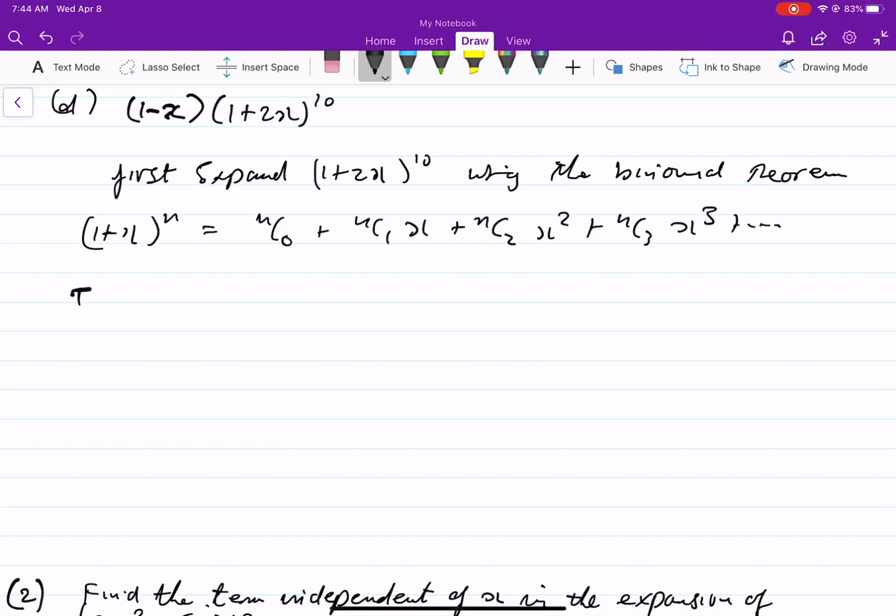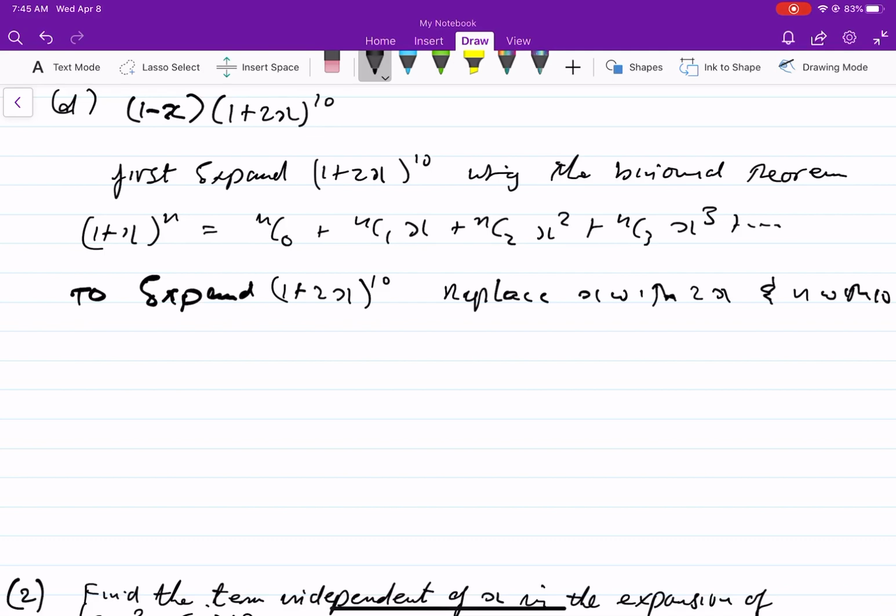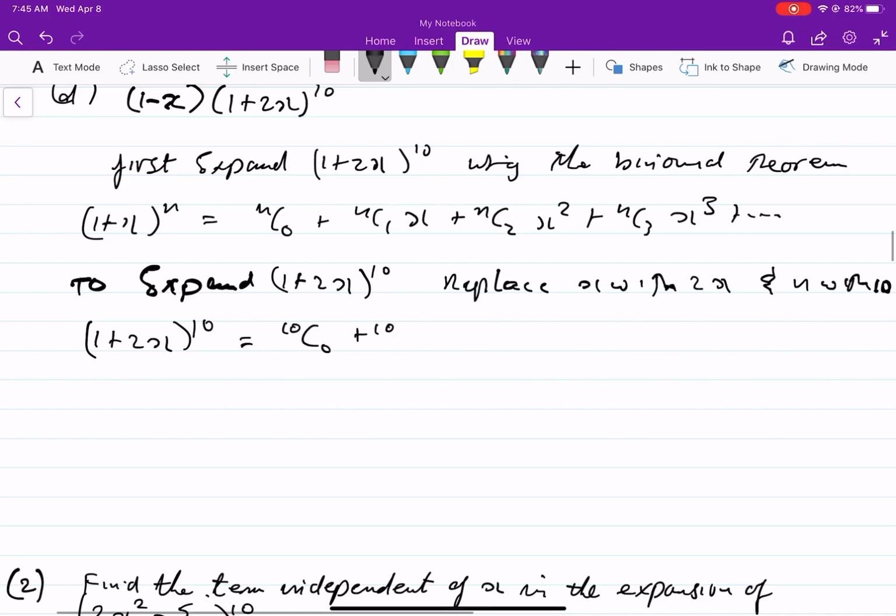All right, what are we replacing? To expand 1 plus 2x all to the power 10, you have to replace x with 2x and replace n with 10. So let's do that. 1 plus 2x to the power 10. On the right hand side, I'm replacing n with 10 and x with 2x. That should give me 10C0 plus 10C1 times 2x plus 10C2 times 2x all squared, plus 10C3 times 2x all cubed.